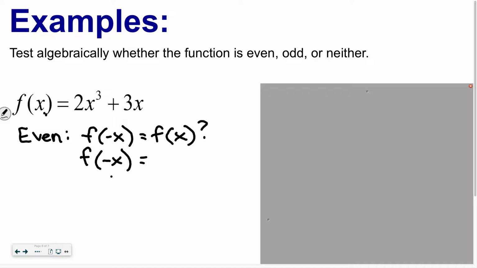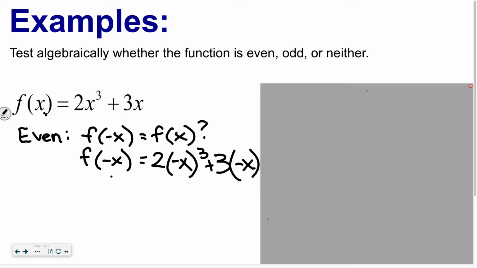So over here, that's going to look like 2 times negative x cubed plus 3 times negative x. I'm making a substitution for x. It happens to be negative x. Now it's a little bit hard to tell if that's the same thing as f of x as is because we haven't actually evaluated it. So you want to use what you know about exponents and simplify a little bit.